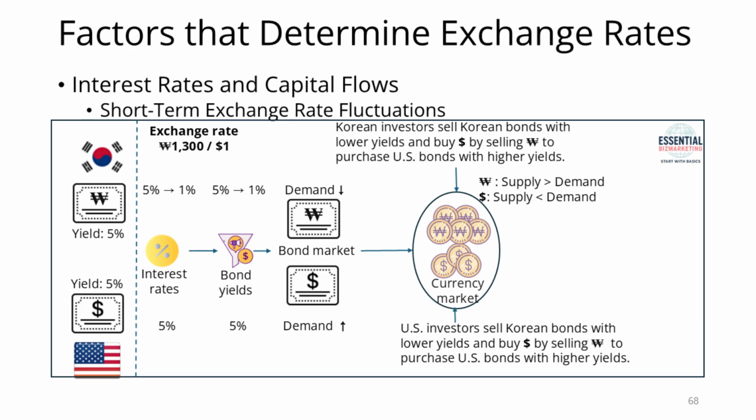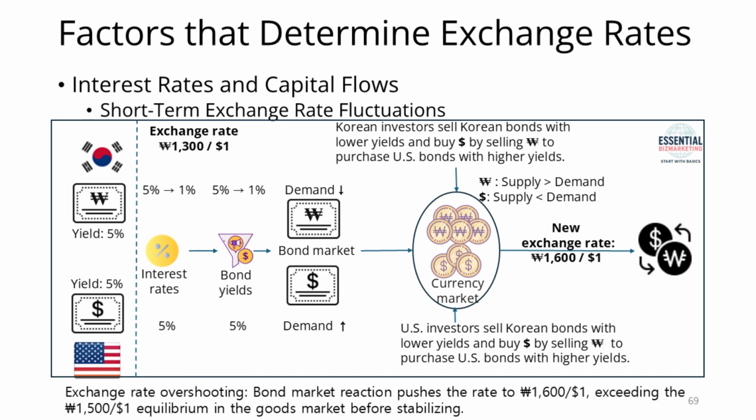How do U.S. investors react to Korea's rate cut? Lower yields on Korean bonds make them less attractive to U.S. investors. As a result, they sell Korean assets and convert won into dollars to reinvest in the U.S., where yields remain higher. Let's observe the exchange rate adjustment. Massive capital outflows and rising dollar demand cause the won to weaken sharply, moving from 1,300 to 1,600 won per dollar. This overshoots the PPP-based equilibrium of 1,500 won, showing how financial markets react more aggressively than trade fundamentals suggest.